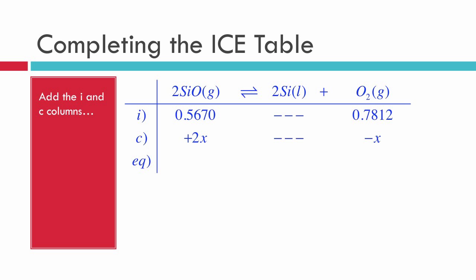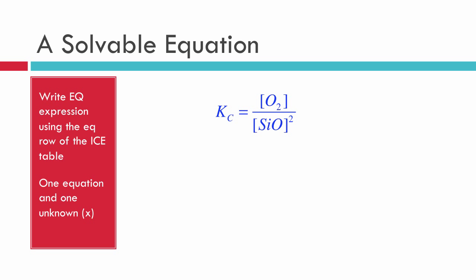It's easy to complete the ICE table because all we do now is add this column and this column to find the expression for our equilibrium concentrations. As simple as pie. So now that we have this, what can we do? Well, we know the equilibrium expression is K sub C is equal to the concentration of the oxygen divided by the concentration of the silicon monoxide squared. We have, from our ICE table, an expression for this in terms of the initial concentration and the change. We have a similar expression for silicon monoxide, and we also know what K sub C is.